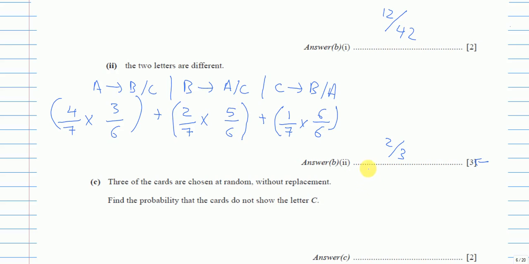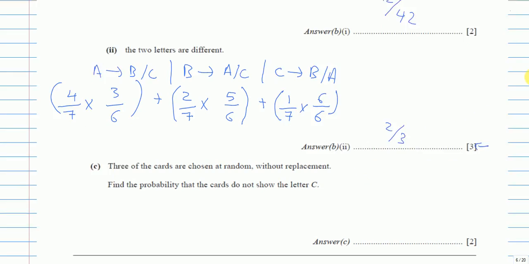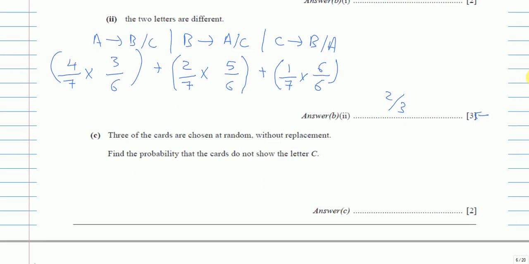Now for part C, 3 cards are chosen at random without replacement. Again, the total will decrease whenever they say without replacement. So the first one will be 7, and then they will choose another card, it will be 6 total, and then they are not replacing, then divided by 5. Find the probability that the card does not show the letter C.